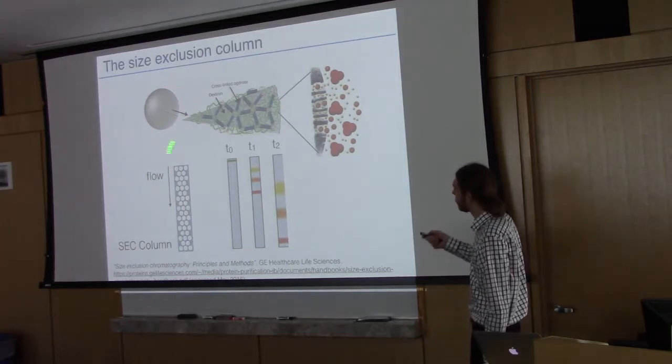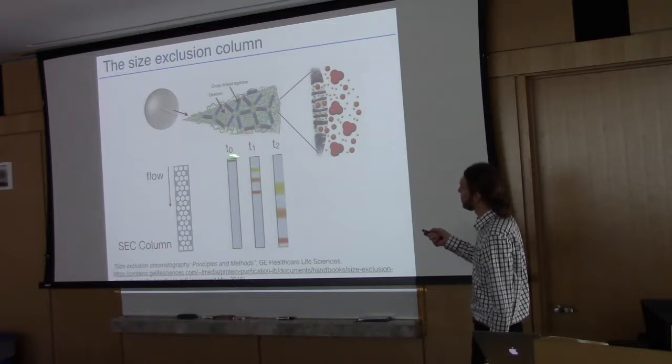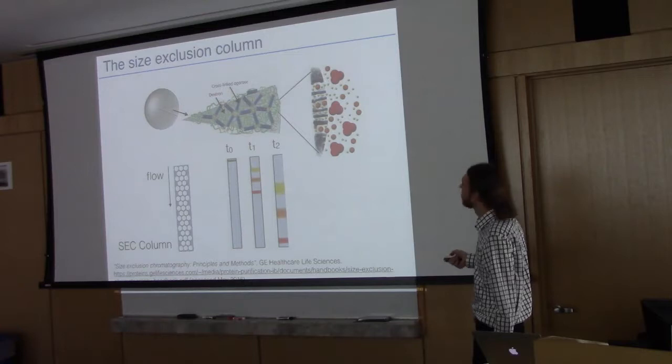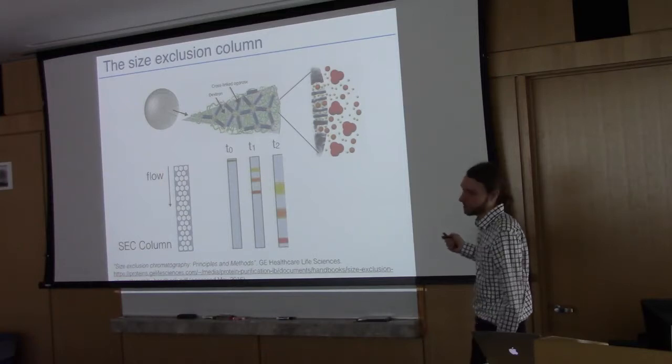It turns out that when you flow across these beads, if you start out with a mixture, in this case a mixture of yellow, orange, and red, which show up as brown at t=0, they'll separate into different bands. The red, the large object, comes out first because it has less volume to explore on the way, whereas the small object comes out last because it's going in and out of the pores in the bead.